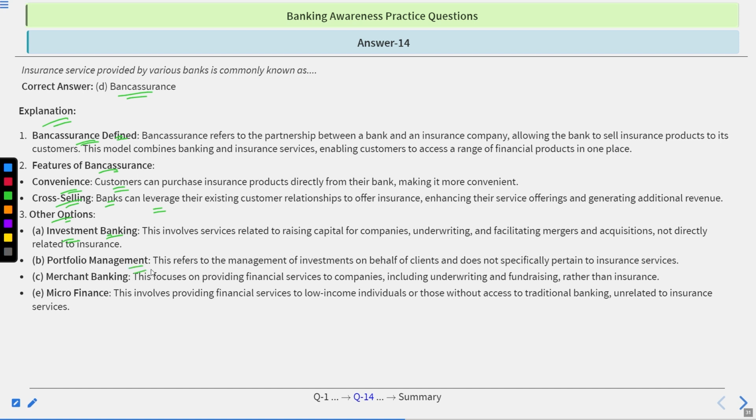Portfolio management refers to the management of investments on behalf of clients, and does not specifically pertain to insurance services. Merchant banking focuses on providing financial services to companies, including underwriting and fundraising, rather than insurance. Microfinance involves providing financial services to low-income individuals or those without access to traditional banking, unrelated to insurance services.